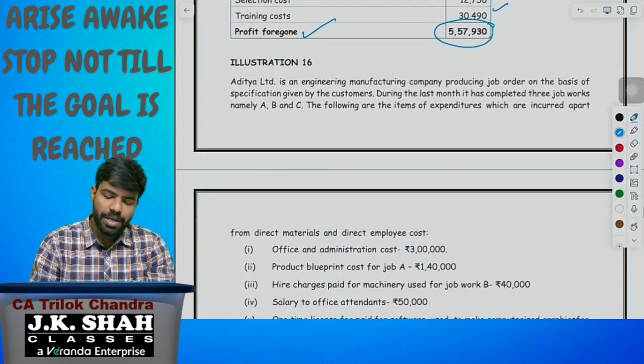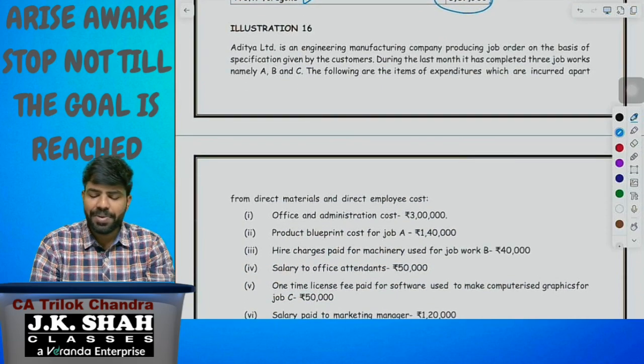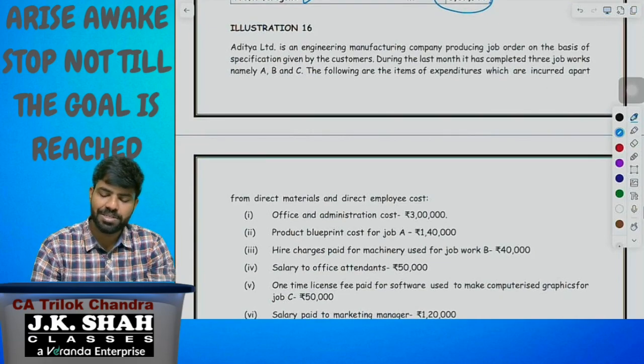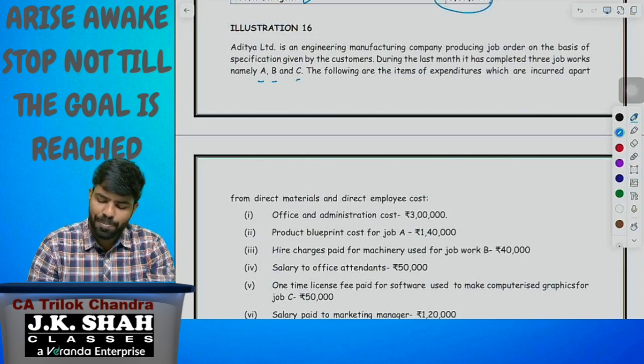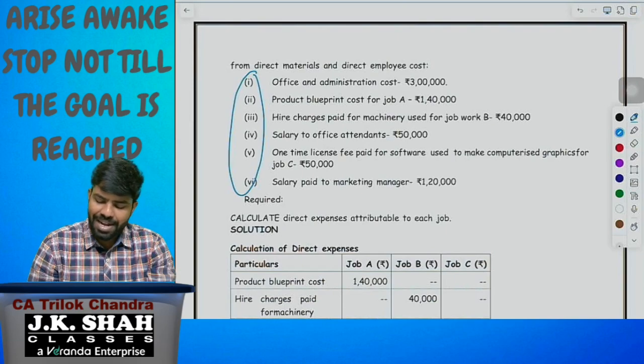Next, illustration 16. This is a straightforward question. Aditya Limited is an engineering manufacturing company producing job orders on the basis of specifications given by the customers. During the last month, it has completed 3 job works, namely A, B, C. Following are the items of expenditure which are incurred apart from direct material and direct employee cost. They have given a list of expenses, totally 6 items. Required: calculate direct expenses attributable to each job.